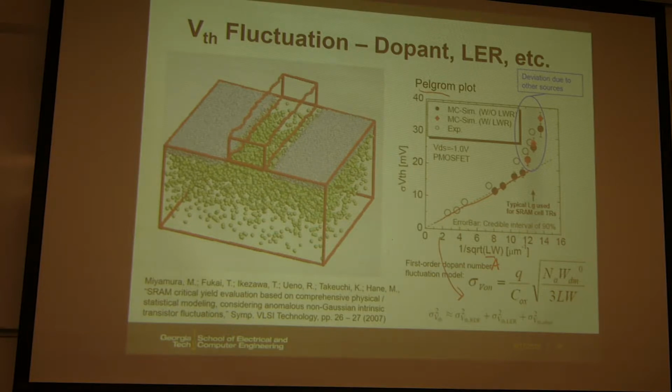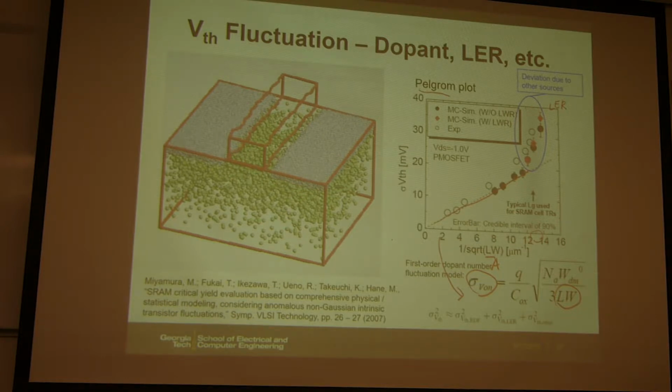Of course, the sigma is proportional to 1 over the square root of L times W, which is the area. And at a very small scale, this side is actually smaller area, so you see an increase of the sigma of the threshold voltage. This is due to other sources like the LER or other mechanisms.